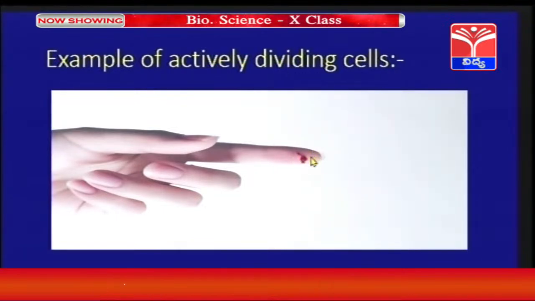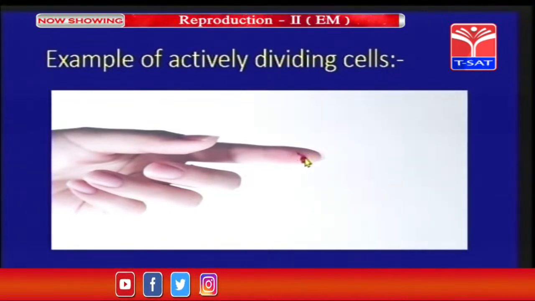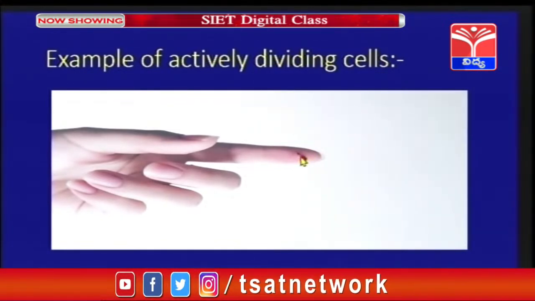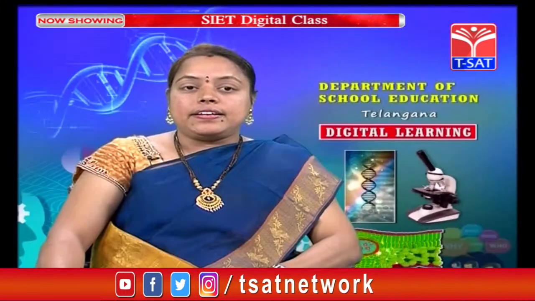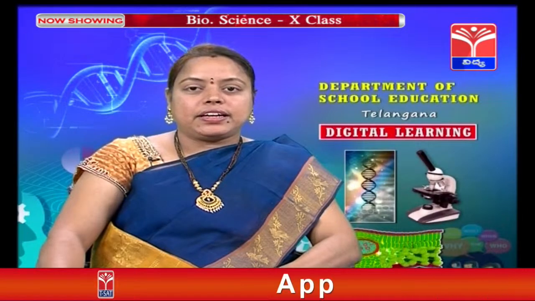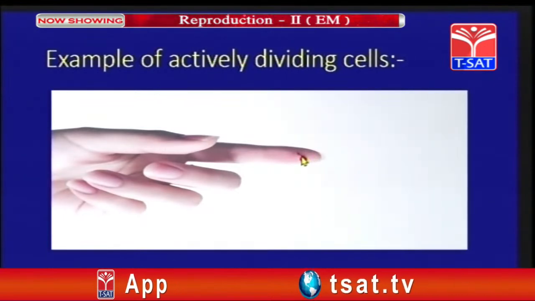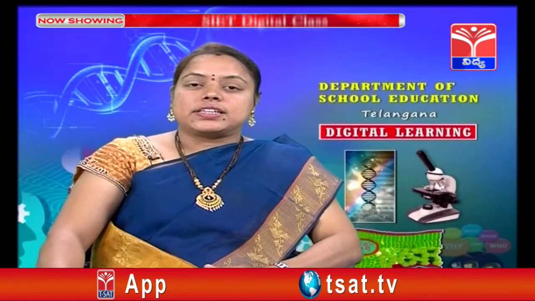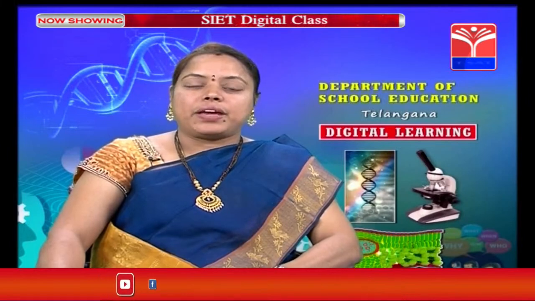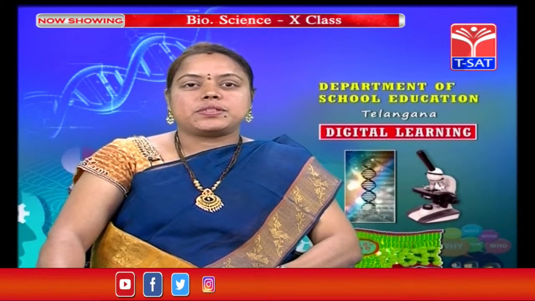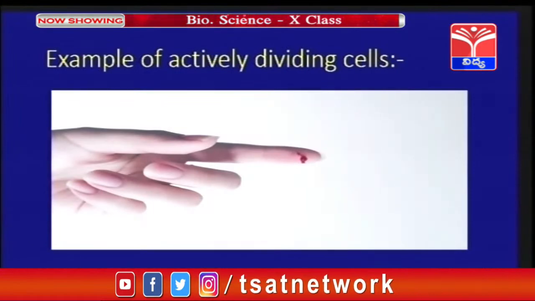So what does this mean? The process of cell division has occurred, created a clot, and the continuation of the cell division will take place until the wound is healed completely, and when the skin is formed completely, the process of cell division will stop there. So the cell division process helps in the repair of the wound. Cell division helps in the growth, development of the organism.